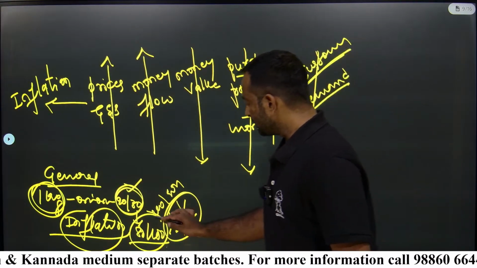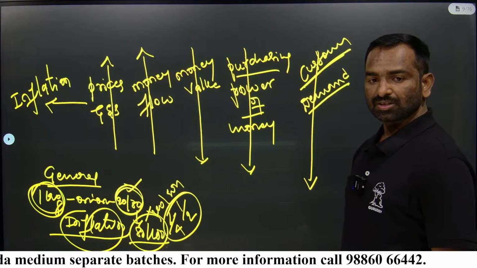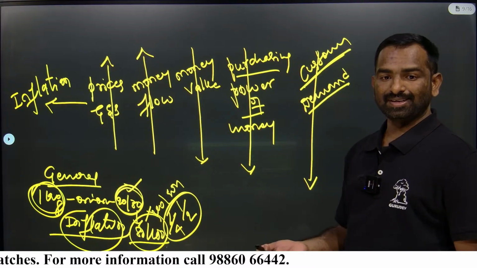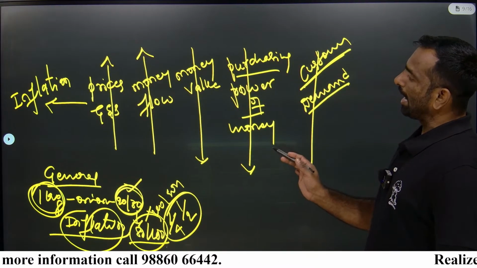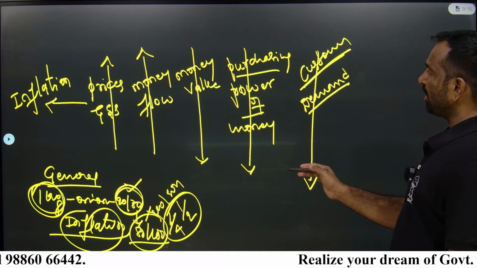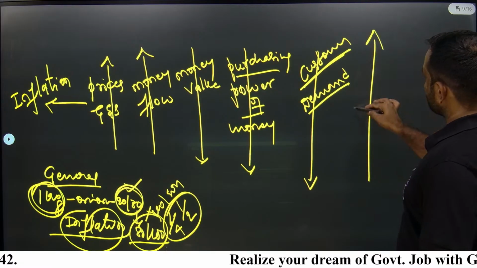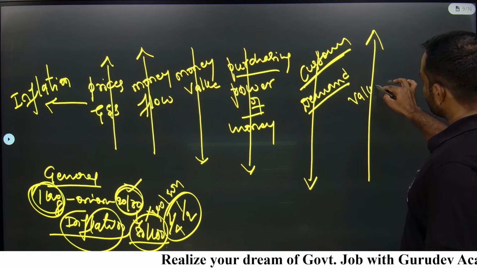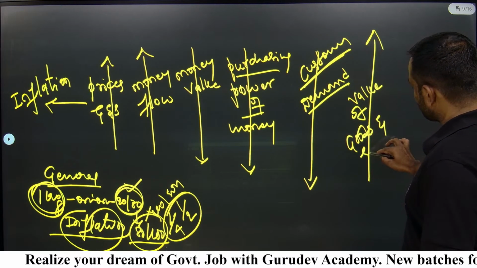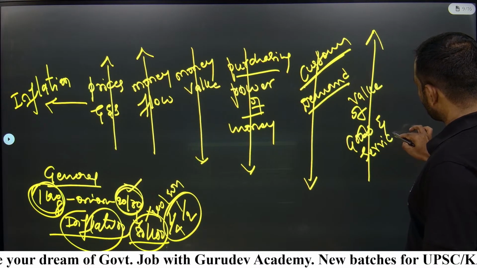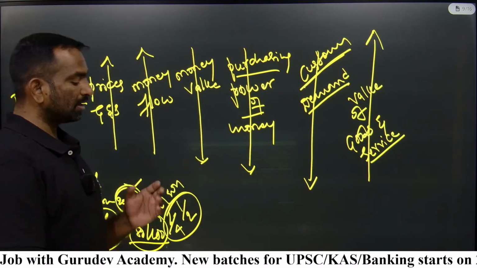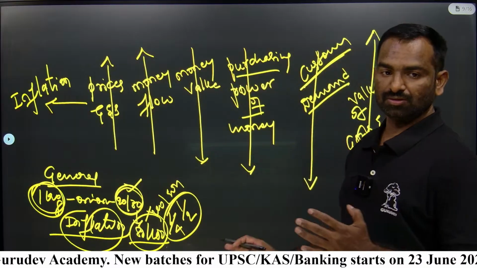Why? Because there is an increase in the what? Money or the prices or the rates. So this is what actually happens whenever inflation occurs in the market. At the same time, the value of goods and services will increase. So this is what happens in the market whenever inflation occurs. So this is what you have to learn.